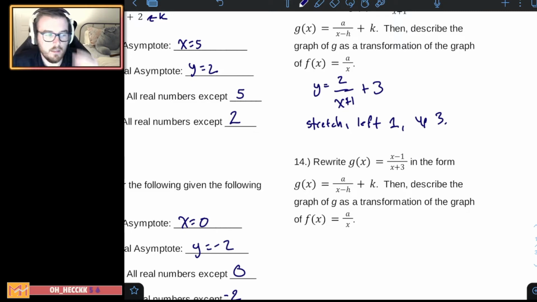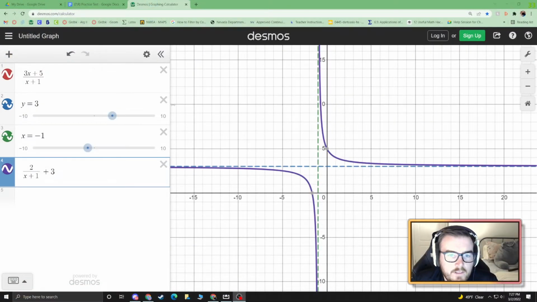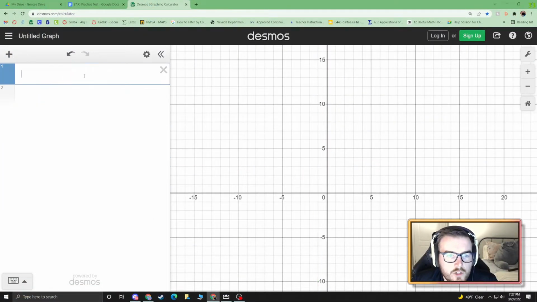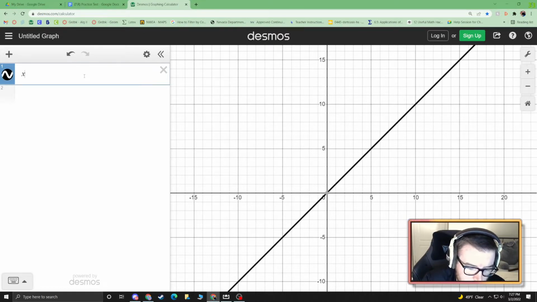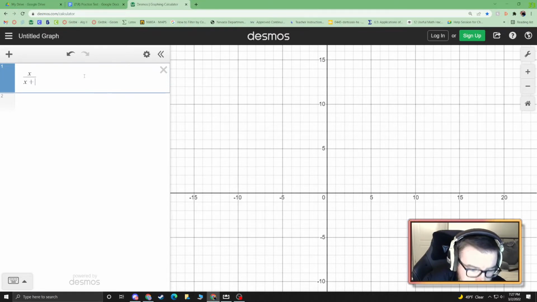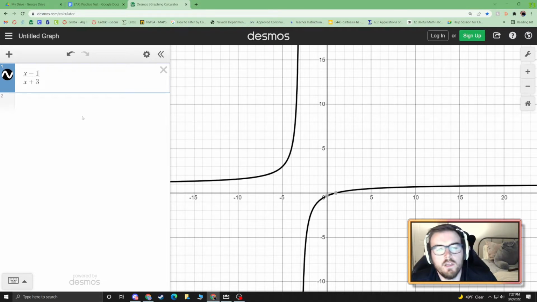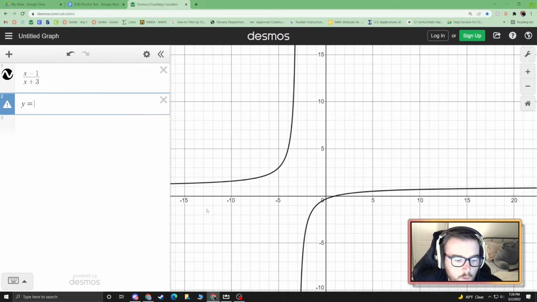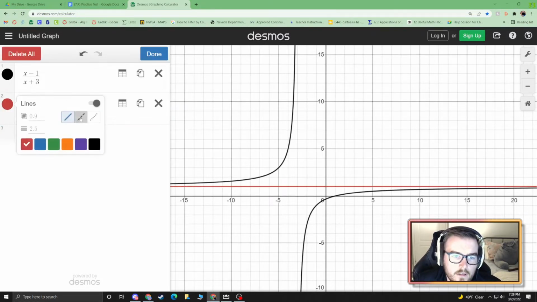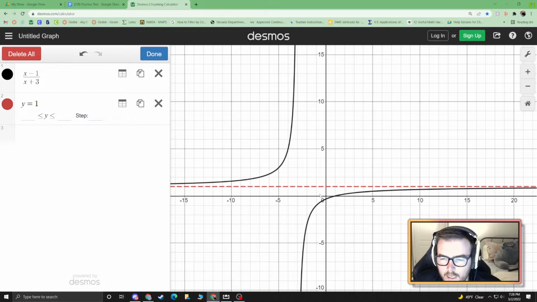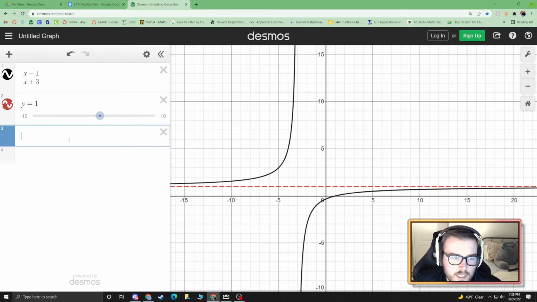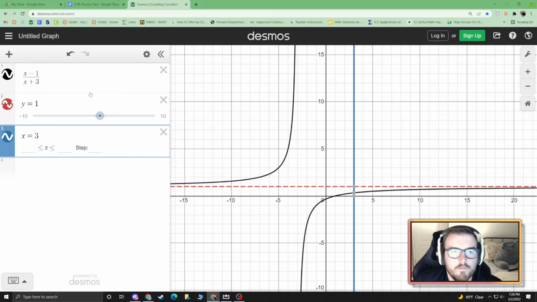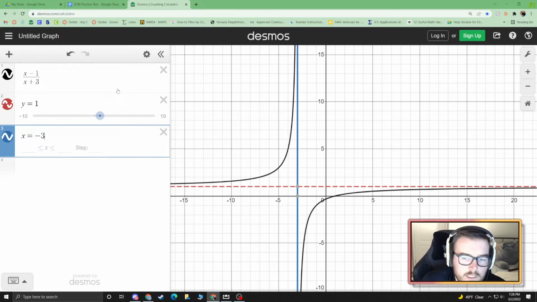Once again, it asks us to do the same thing. So let's utilize that strategy once more. If I type my function x minus 1 over x plus 3, you can hopefully see here that there is a horizontal asymptote at 1. There it is. And there's a vertical asymptote at negative 3. Sorry, misspoke. Negative 3.